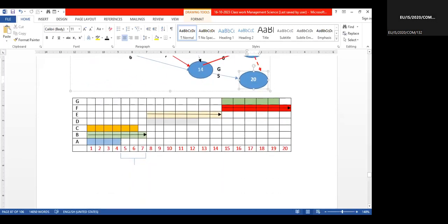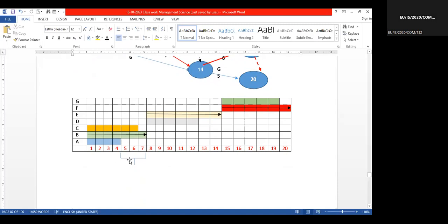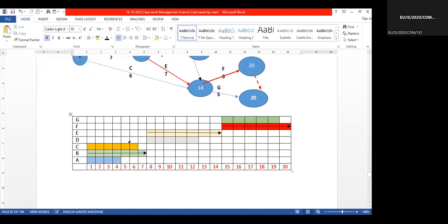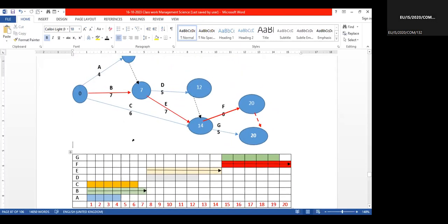What is the critical path of this project? B, E, L, F. The students, please answer. What is the critical path of this project? Path B, 7, F.